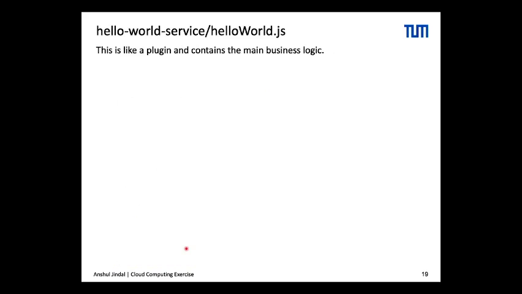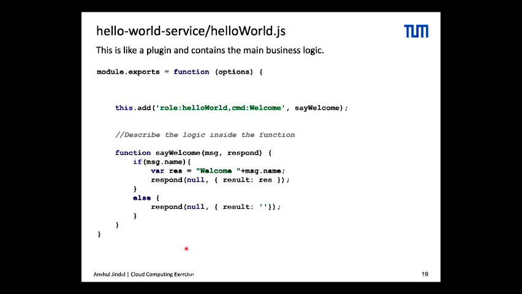So now I'll go individually to one of these microservices. That's the hello world. Within the hello world, if you remember the initial Seneca.js examples, it has the same pattern. The role is hello world, and the command is welcome, and it says the function which we are calling, if this pattern is matched, is the say welcome. In the say welcome, we just simply get the name from the user. If you remember, I was sending the name as a REST API parameter, and that's used over here, and this is returned as a welcome, that name.